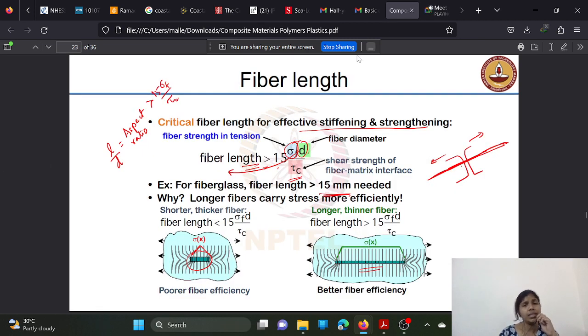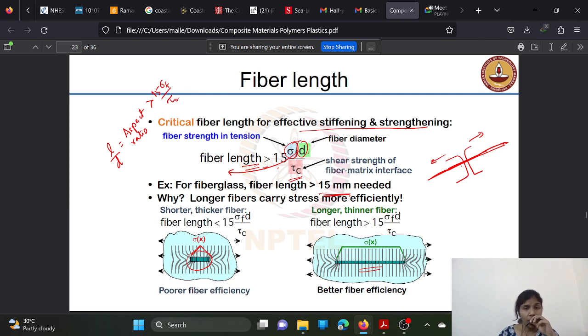And why the fiber length is important: this critical fiber length is important for effective stiffening and strengthening. The more the fiber length, the more the stiffening and strengthening nature of the polymer. The fiber length should be greater than 15 times sigma f d by tau c, where sigma f is the fiber strength in tension, d is the fiber diameter, and tau c is the shear strength of the fiber matrix interface. For example, for fiberglass, a fiber length greater than 15 mm is needed.